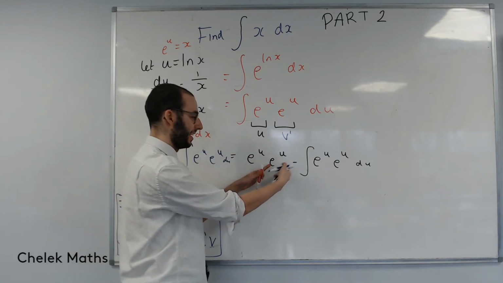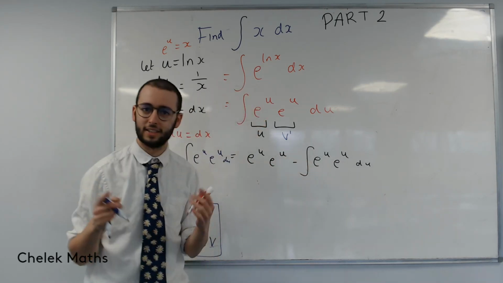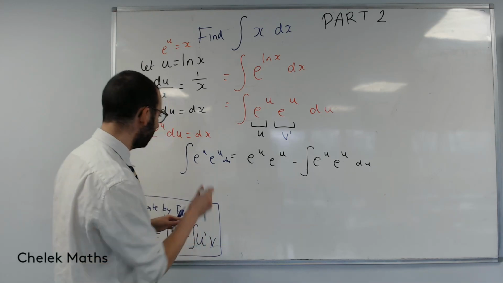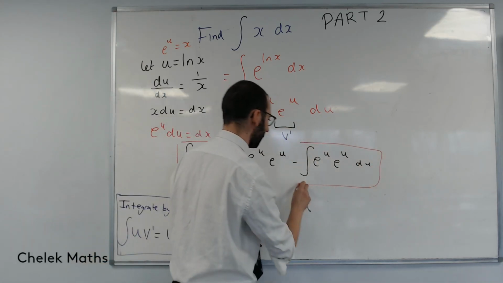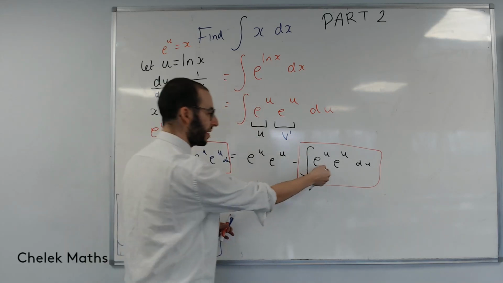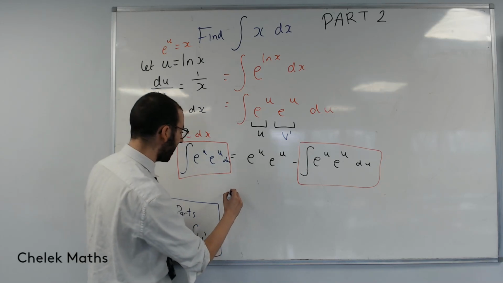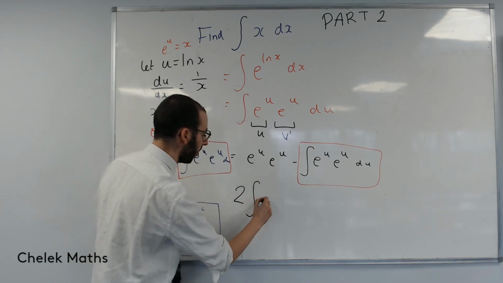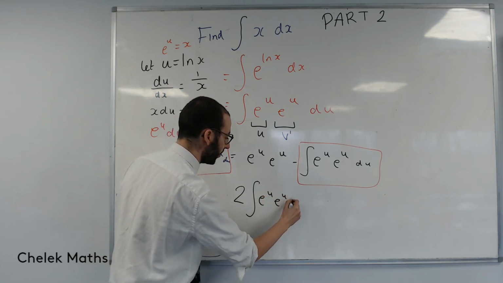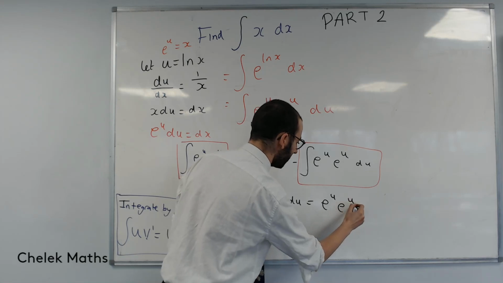And now we have that the integral of e to the u in terms of u equals e to the u minus the integral of e to the u in terms of u. What might we do now? Well, we've got this guy, which is exactly the same as this guy. So what I can actually do is bring this over to the left-hand side of this equation. And so I actually get two lots of this. So two lots of the integral of e to the u du equals e to the u.